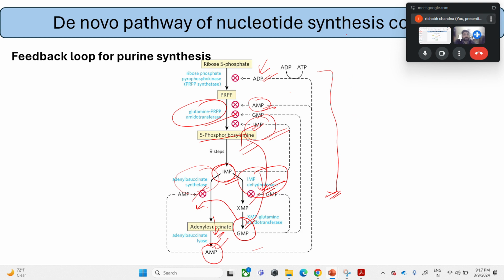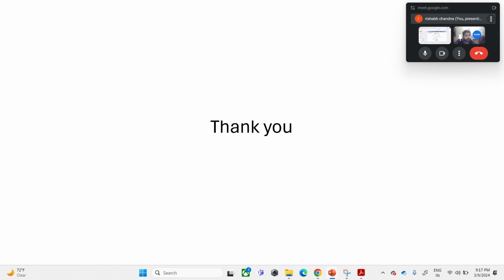Okay, so this leads to the end of today's lecture, and we'll meet tomorrow with the continuation of the metabolism of nucleotides, including the salvage pathway as well as the degradation of the nucleotides. And we'll also discuss some of the previous year questions from different competitive examinations.